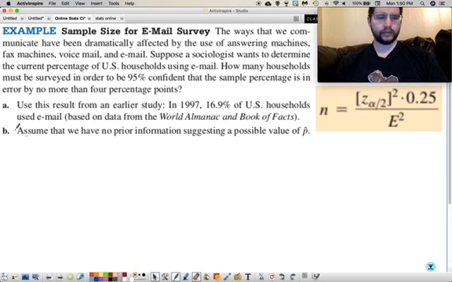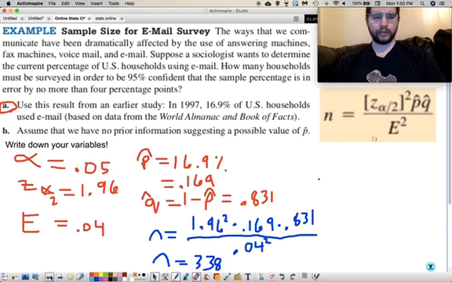So now we're looking at B. Assume that we have no prior information suggesting a possible value for P hat. So we're going to do the same thing, same values, except we don't know what P or Q is, so we're just going to use this info. So this hasn't changed.